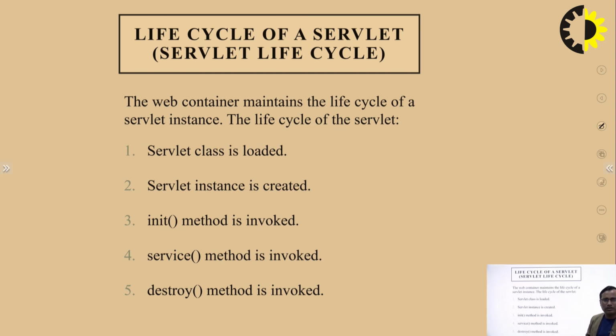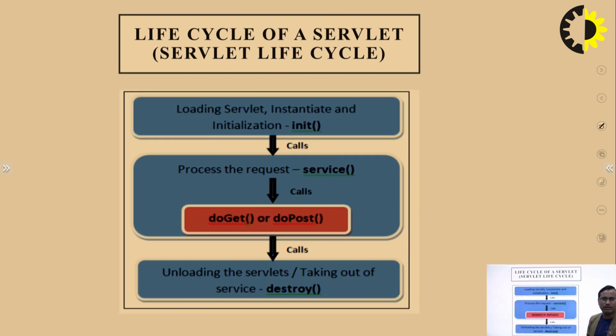So what will be the process on the web container side? The web container maintains the whole life cycle of the servlet instance. The servlet class is loaded first, and then the servlet instance is created. Whenever we have written the servlet class and we are ready to run it, first the servlet class is loaded, then the instance of the servlet class is created, and then these methods are called. First the init method is invoked, then the service method, and then the destroy method.